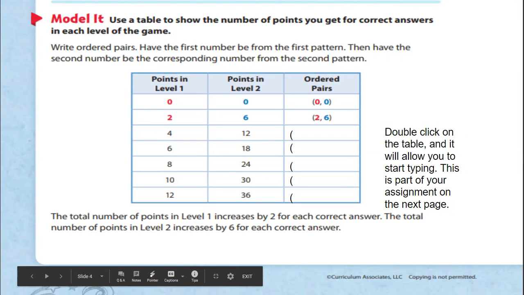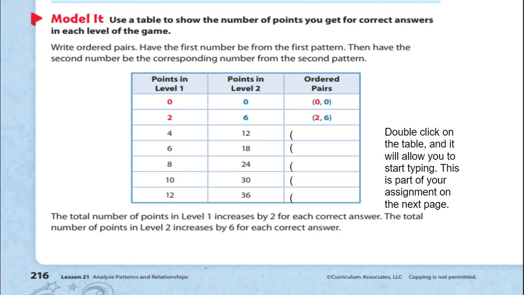Okay, so now I am on slide 2, which is at the bottom of page 216. And we have a model it. So you can show your pattern by just writing the pattern side by side, or you can kind of put them in a more organized fashion using a table. So it says, use a table to show the number of points you get for correct answers in each level of the game. So we are writing ordered pairs.